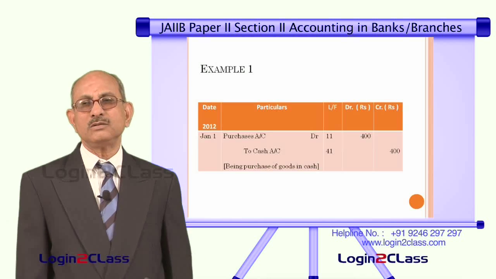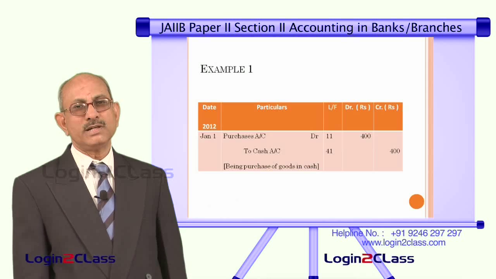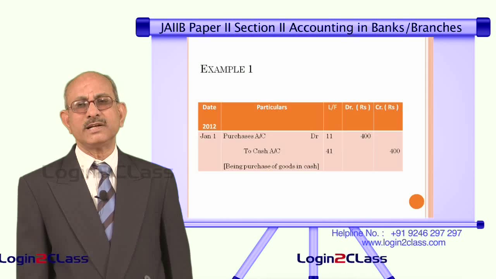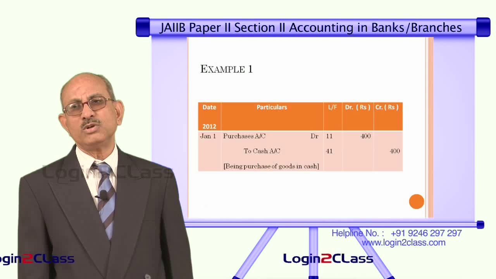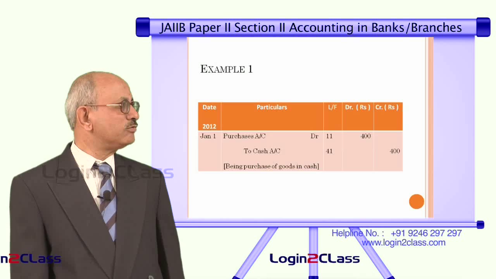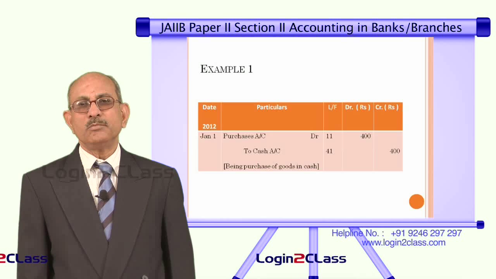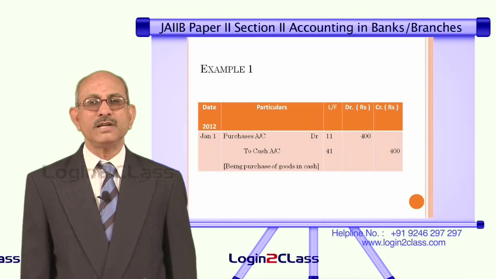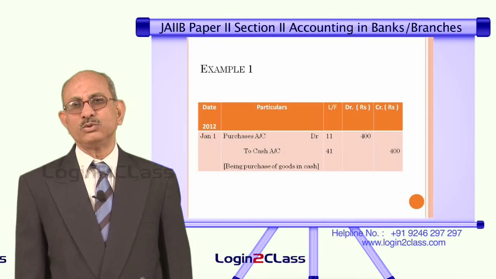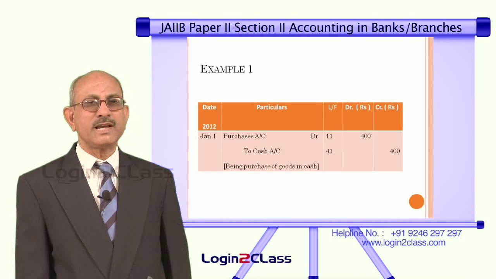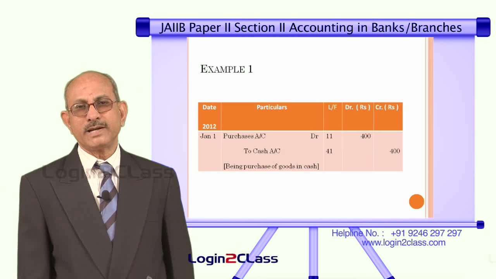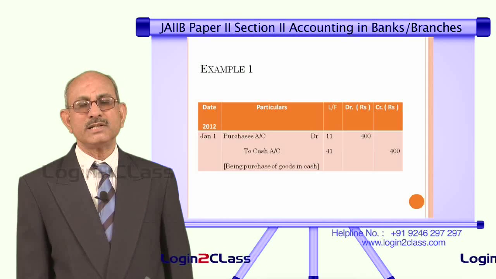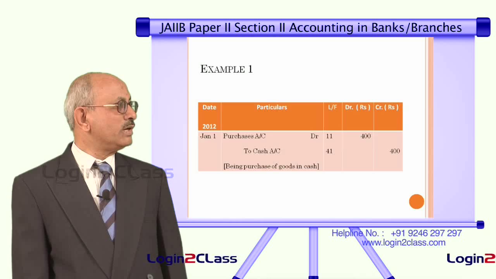So cash has gone out, so cash account is credited. Under the particulars column you write cash account credit, and under the amount column under credit you have to write 400. And after that in the particulars column you have to write the narration. There you have to say what this transaction relates to. So you write purchased goods for cash under brackets. So this is the complete recording of one particular transaction. This is how we have to proceed.